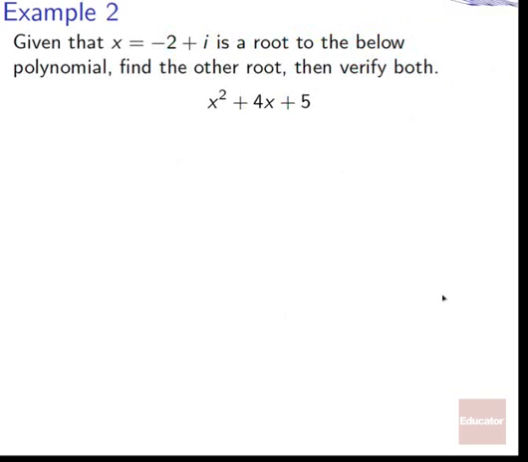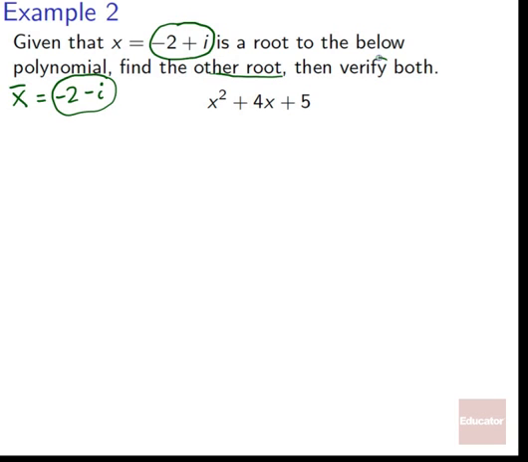All right. Second example, given that x equals negative 2 plus i is a root to the below polynomial, find the other root, then verify both. So remember, if x equals negative 2 plus i is one of our roots, the conjugate is also the case. So x bar, the conjugate of x being negative 2 plus i, is going to be, what's the conjugate of that? Negative 2 minus i. So we know what the other root is. The other root is negative 2 minus i, and our first root is negative 2 plus i. We're guaranteed a complex conjugate must be the other root from what we talked about earlier.